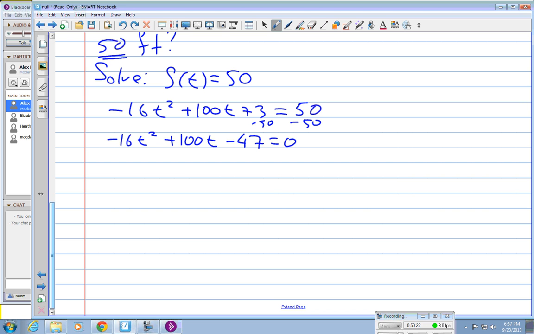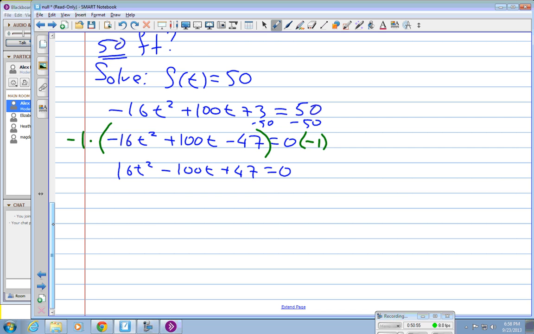Now, since we have a negative up front, it's always a little awkward to solve quadratic equations when they start with a negative. It's a little messy. So just a general suggestion, every time you're trying to use the quadratic formula, because that's what we're about to do, and your function has a negative sign, just multiply by -1. Change all the signs. It will just be easier. So it's 16t squared minus 100t plus 47 equals 0. Because now it's an equation, so we can mess with that.